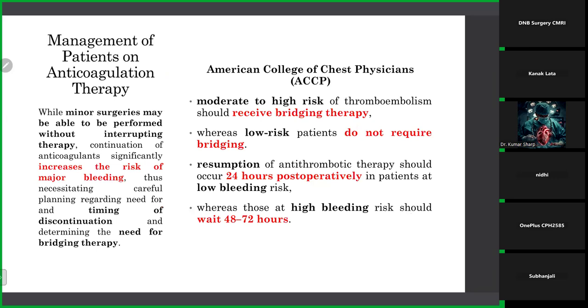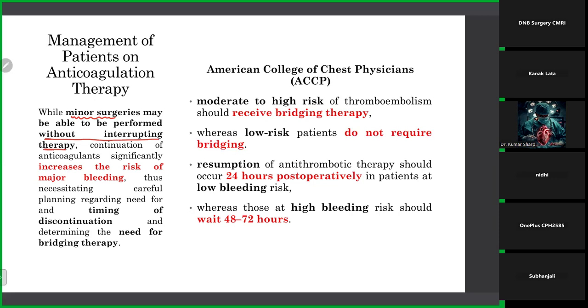How should you manage a patient on anticoagulation therapy? We are again going to classify them into low risk, high risk, emergency surgery, elective surgery, what should be done before the surgery, and when they should be resumed after the surgery. Minor surgeries you can perform without interrupting the therapy.